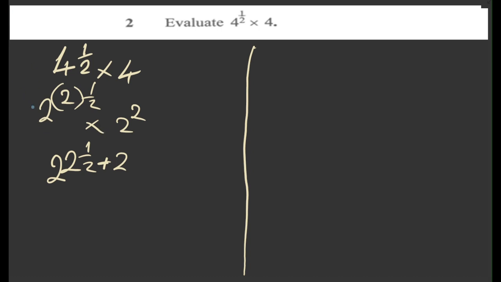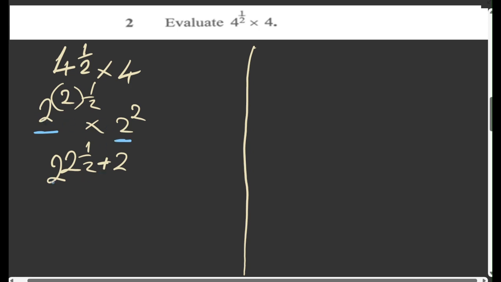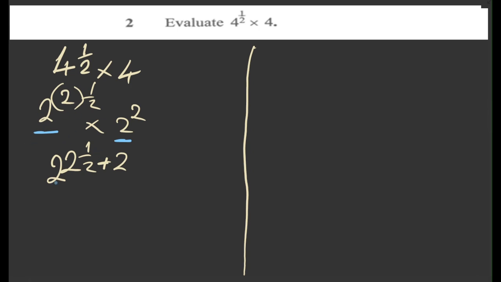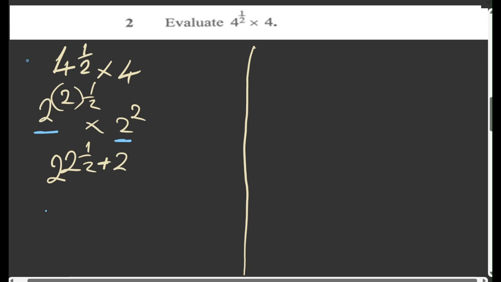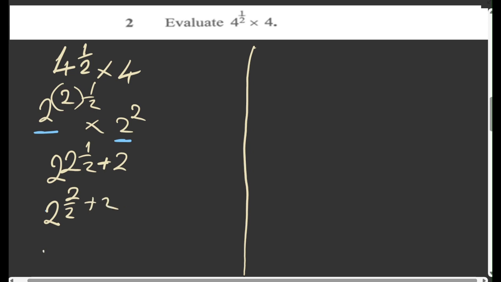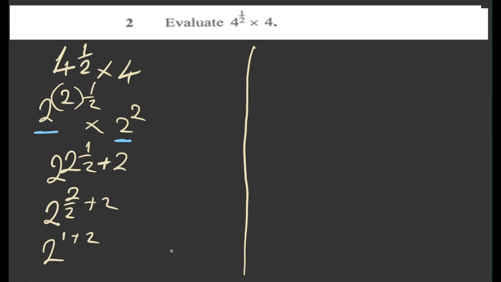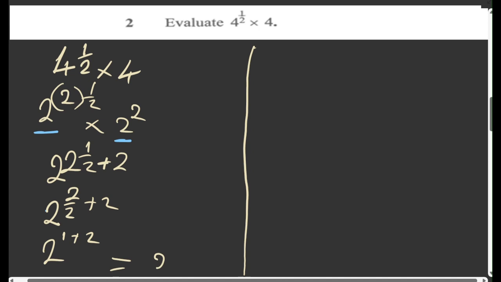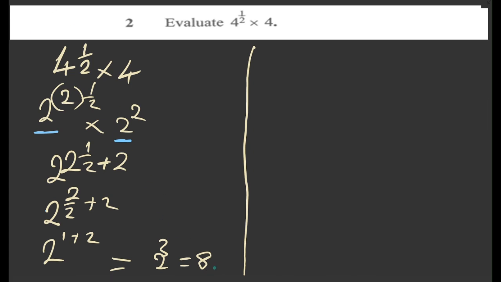Since the bases are equal, we can use 1 base, so we'll get 2. Since we have picked 2, the powers in this case will add. Having the same base, we can say, what is 2 and a half? This is a mixed fraction, so you can see this is the same as 2 over 2 plus 2, which is also going to be equal to 2 to the power 1 plus 2. This will give us 2 to the power 3, which is also equal to 8. That's the final answer.